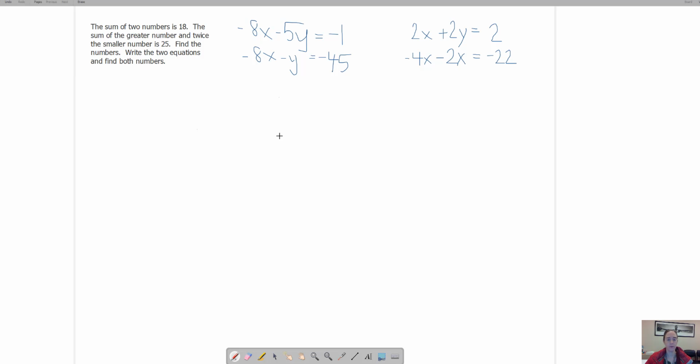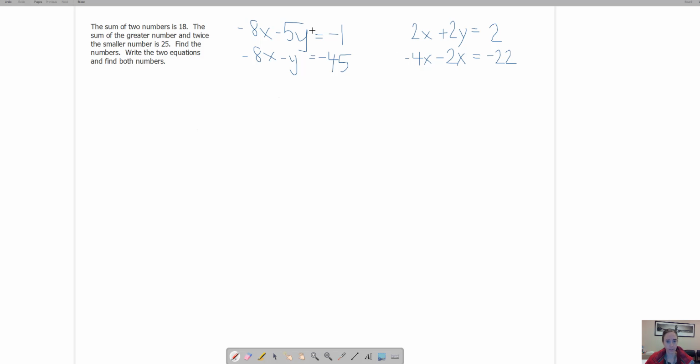The way that we're going to solve a system by elimination, the elimination part means that we're going to try to eliminate one of the variables. The way that we do that is we're going to add these two equations together. When we add them together, we want one of the variables to zero out and disappear. So in order to do that, we sometimes have to manipulate one of the equations.